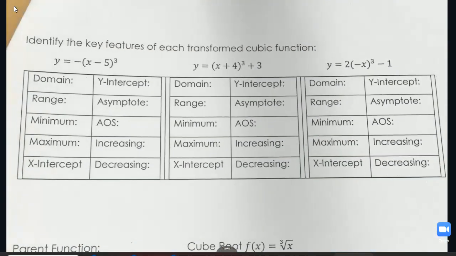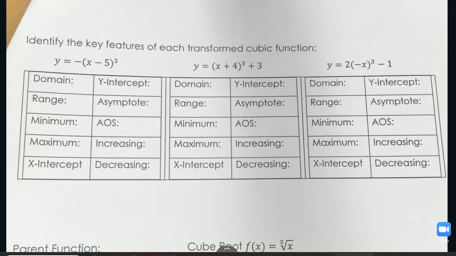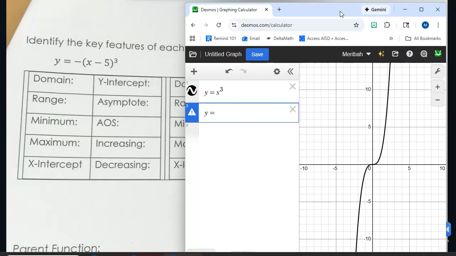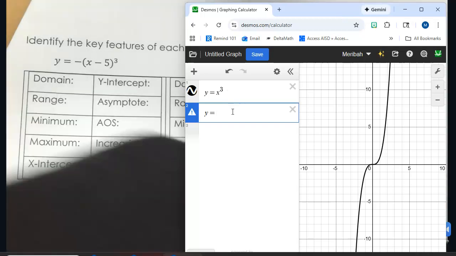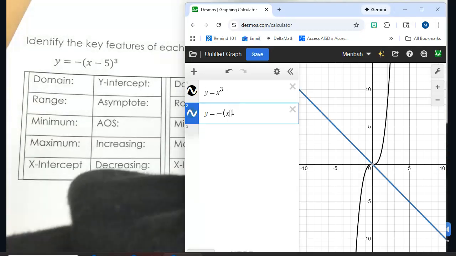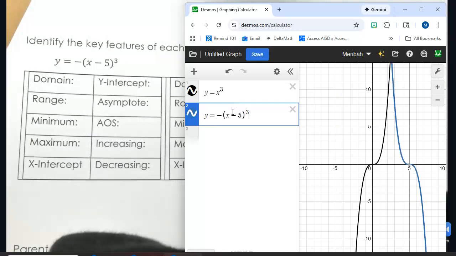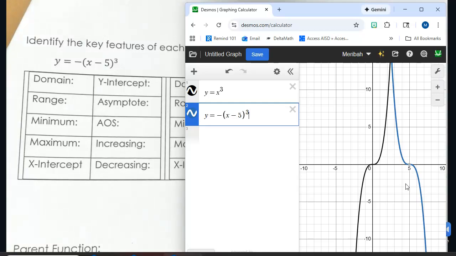Okay, so let's look at what changes about our characteristics when we graph these. So I am going to pull up Desmos again. And here we have in black the parent function, x to the third power, and I am going to put in that first transformed function in blue. And here we have it. We can see that reflection changes the shape, and then we shifted to the right 5.